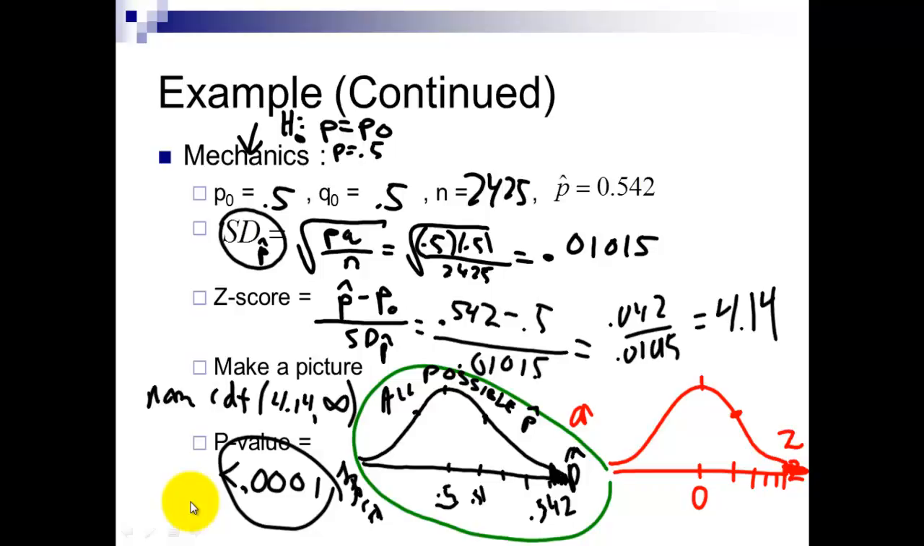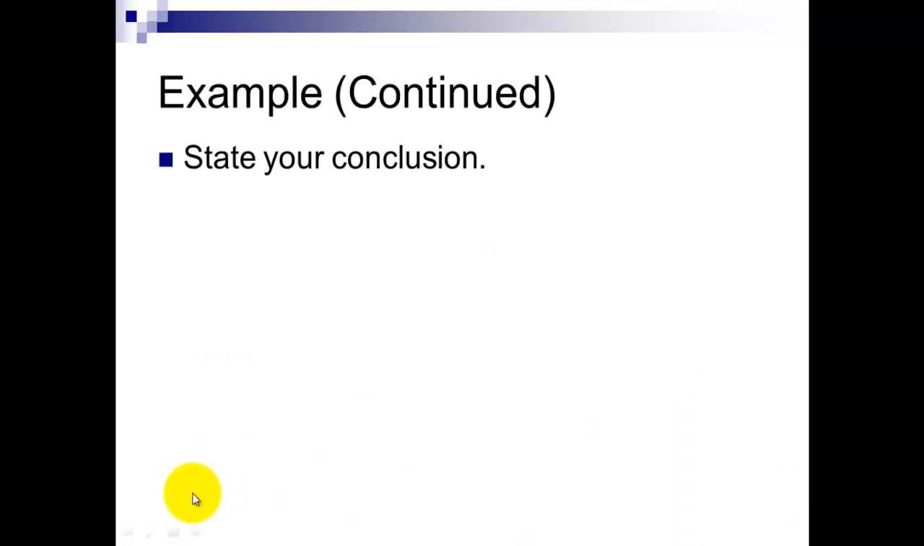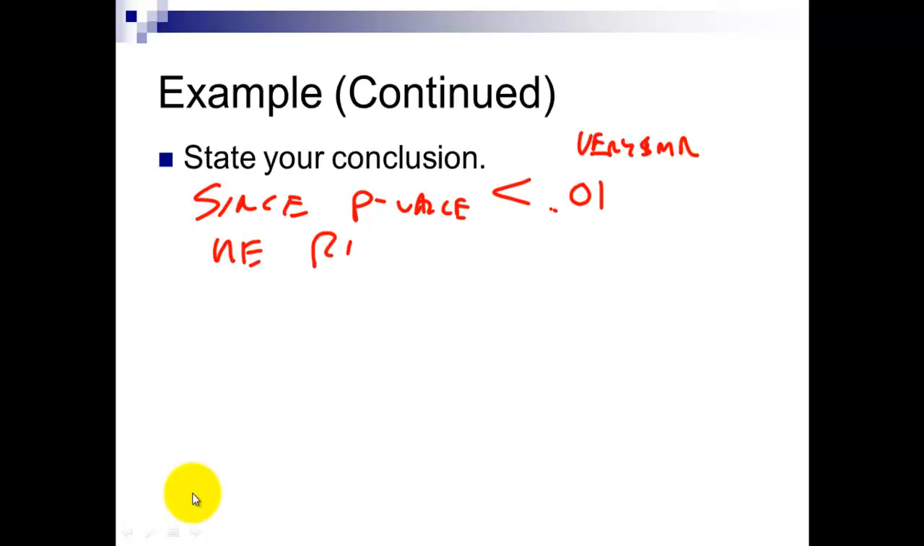Are we going to state the conclusion then for the last part? Yeah, let's get to that. State your conclusion. Since the p-value is less than 0.01, it's very small, we reject the null hypothesis. Now that's just the statistical decision. If the p-value is small, you reject the null hypothesis. If the p-value is large, you fail to reject the null hypothesis. But you have to put this into context and explain it. Okay?